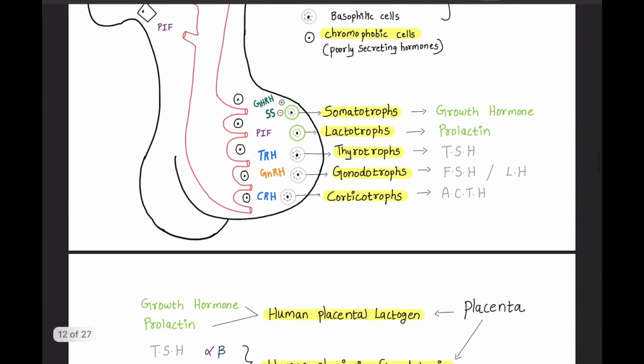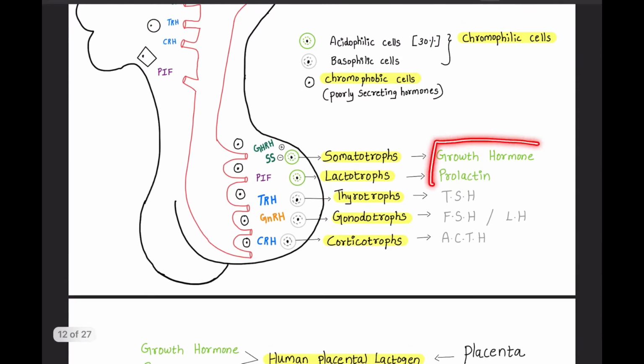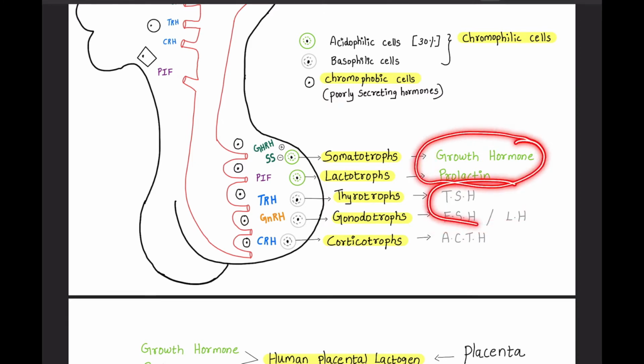And know that growth hormone and prolactin come under one family, and thyroid stimulating hormone, follicle stimulating hormone, and luteinizing hormone come under another family. So there are two families here.